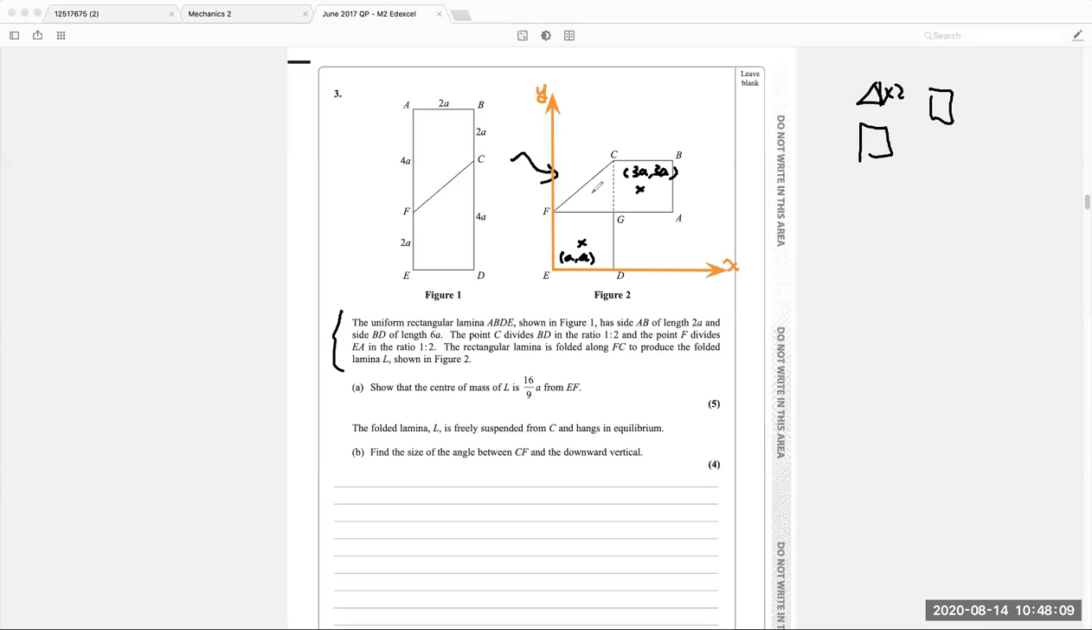And then, do you still remember how to find the center of mass of a triangle? Midpoint. You add all the coordinates up and divide by three. So it's better for you to write down the coordinates of F, C, and G. For F, it should be (0, 2a). G is (2a, 2a). C is (2a, 4a). And then you add these coordinates together and then divide by 3. So it has 4 over 3 a here. And then 8 over 3 a here.